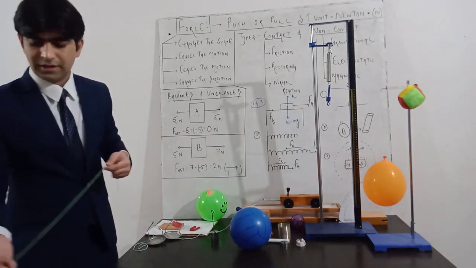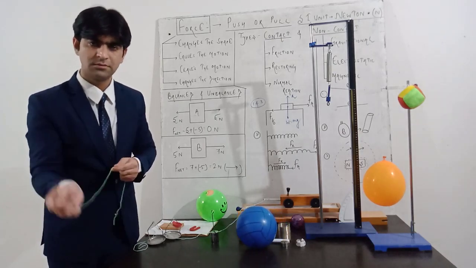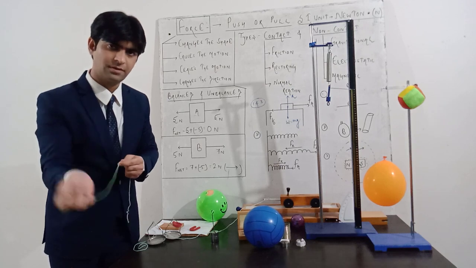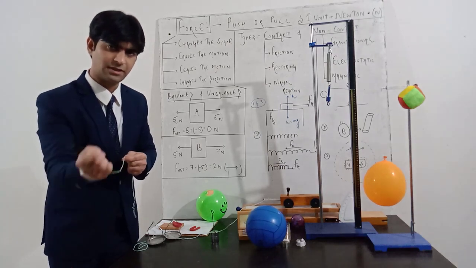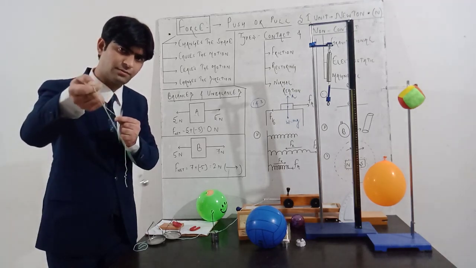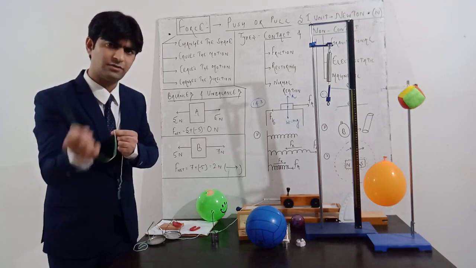If I roll it again slowly, what I am doing is just changing the direction of the motion of a bob by applying a certain amount of force. I am applying the force at this point of the bob, and this bob is moving in approximately uniform circular motion.